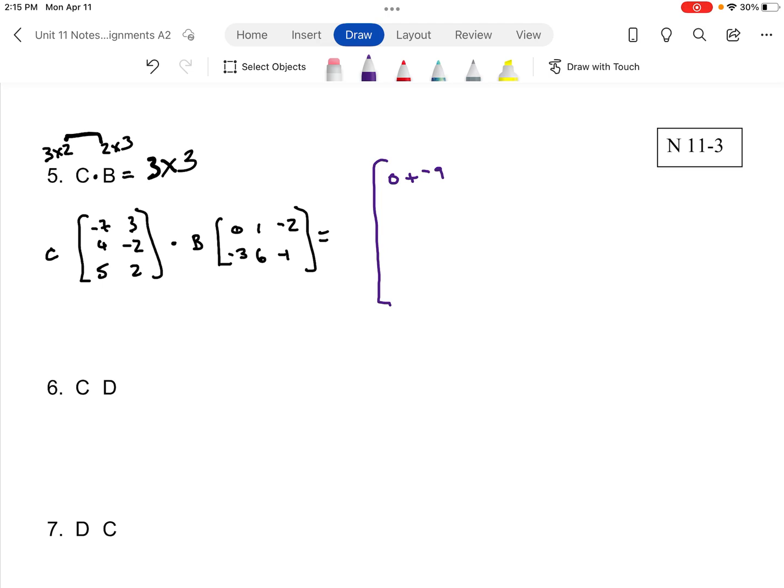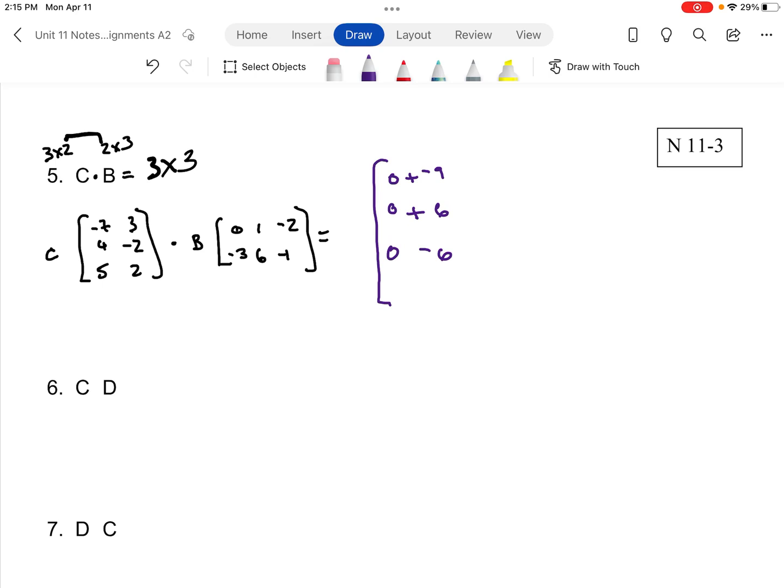Okay, then I'm going to go second row, first column. So I'm going to do 4 times 0 is 0. And then negative 2 times negative 3 is 6. Then I'm going to go to that third row, 5 times 0 is 0. And 2 times negative 3 is negative 6. So there's my first column of my new one.